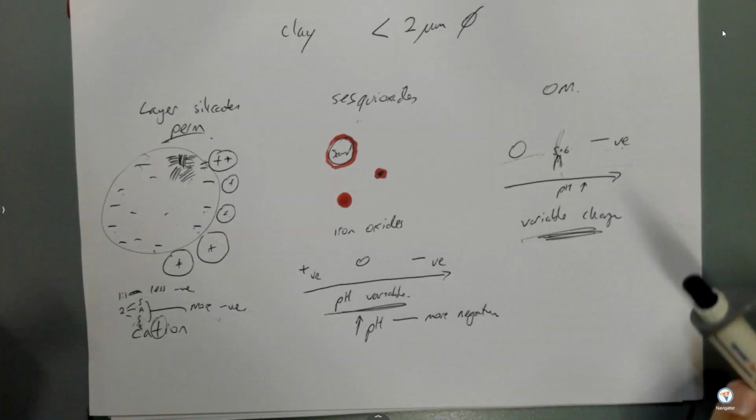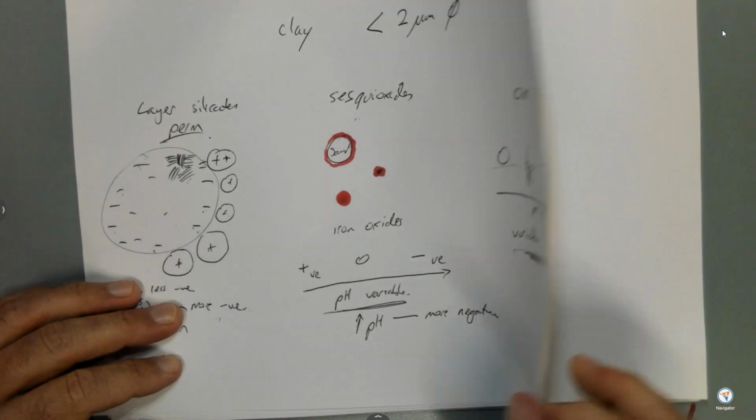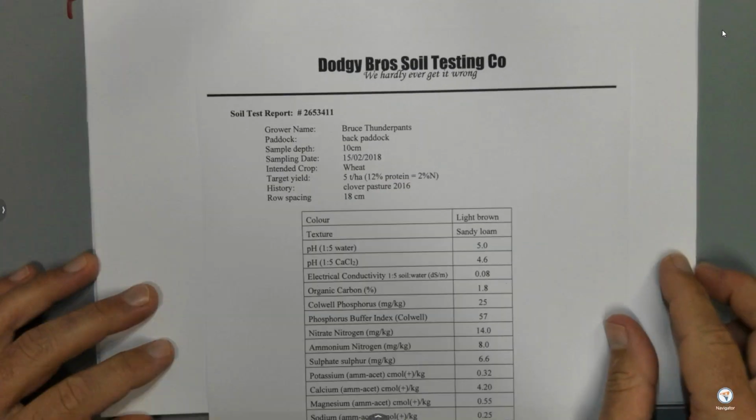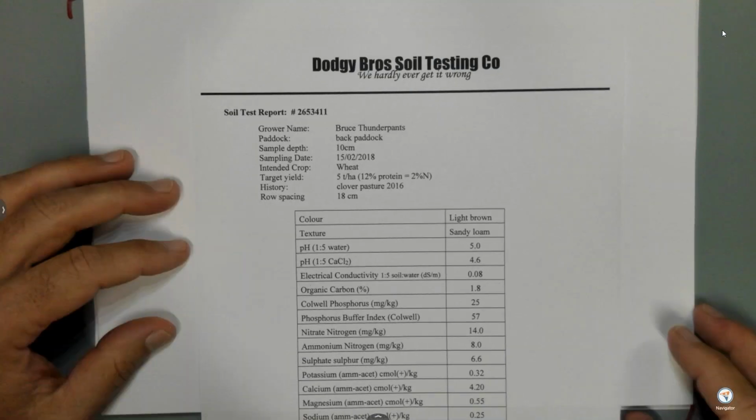So let's get into talking about the soil test. And a bit like the ABC, to not show any bias towards any company, we're not going to mention any company, but we're going to use a soil test sheet that I've made up to talk through. And so we've got the good people at Dodgy Brothers Soil Co, where their motto is they hardly ever get it wrong. And so we've sent soil off to them.